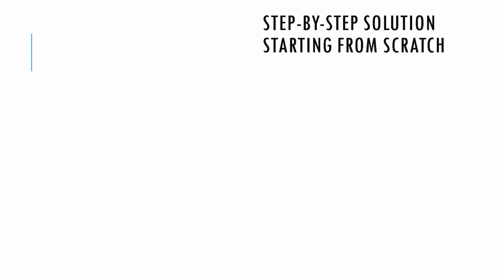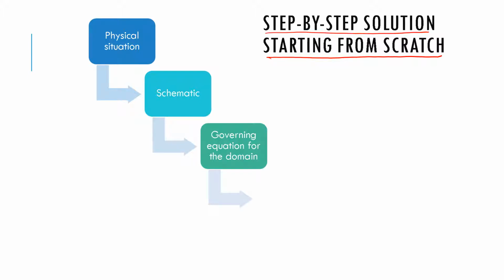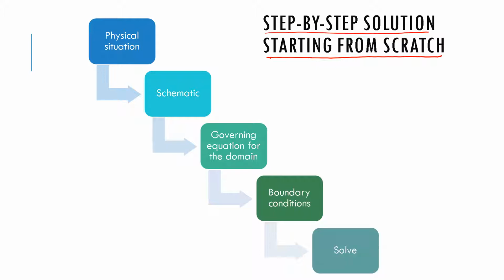When we need to start from scratch, here is a step-by-step solution procedure that might be helpful. So we start from a physical situation, and then we get to a schematic, and then we get to the governing equation, then we get to the boundary condition, and then we solve. Now, a little more detail of this process.